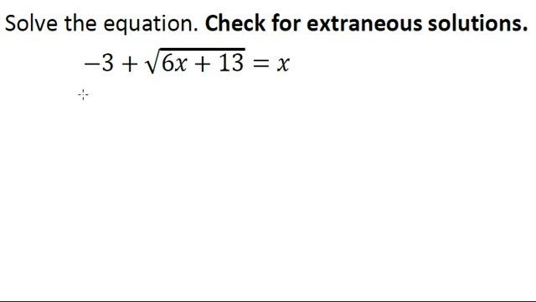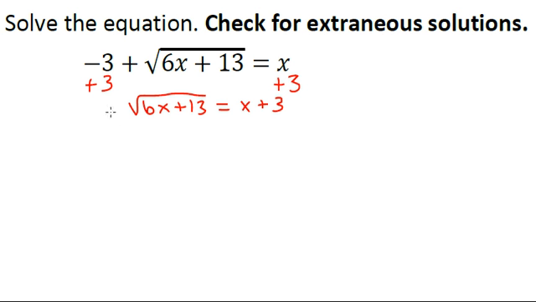Okay, in this question we are asked to solve the equation for x. The first thing that we should notice is that this equation does have a radical in it. It has a square root, and there's one of them. And the procedure for solving an equation with one square root in it is to get that square root by itself. So let's go ahead and do that by adding 3 to both sides, which allows us to get the square root of 6x plus 13 by itself, and that equals x plus 3.